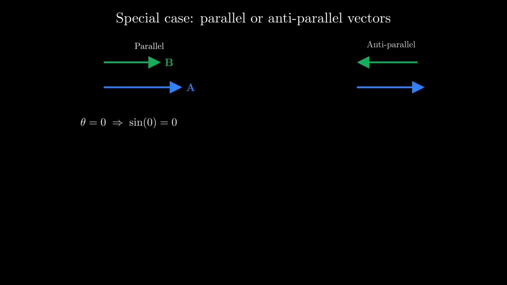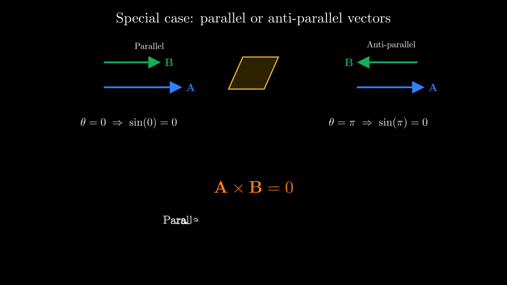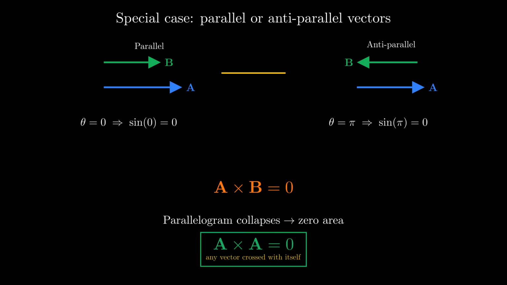Here's an important special case. Parallel or anti-parallel vectors. If the two vectors point the same way, then theta is 0 and the sine of 0 is 0. If they point in opposite directions, then theta is pi, and the sine of pi is also 0. Either way, the cross product vanishes completely. Geometrically, this makes sense. The parallelogram collapses down to a single line with 0 area, and the two parallel vectors share no unique component perpendicular to their common direction. As a direct consequence, any vector crossed with itself is always 0.